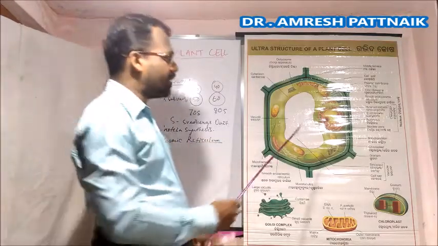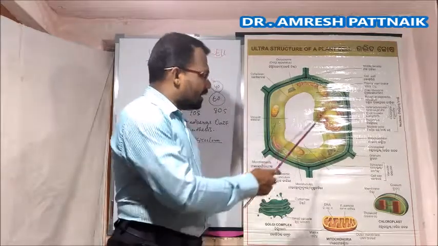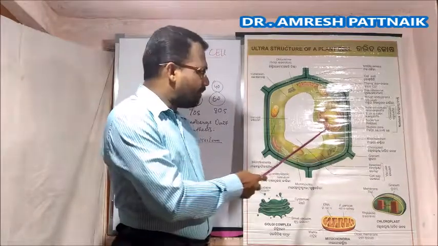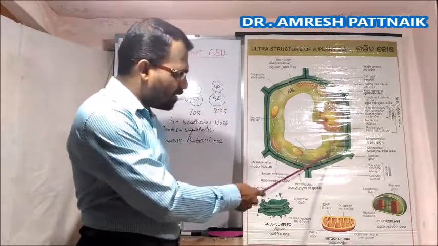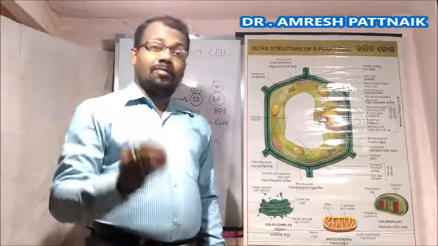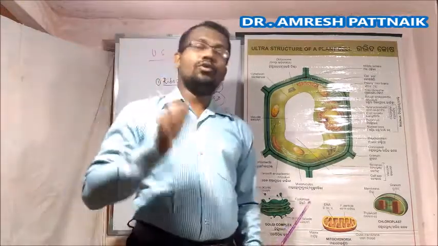Endoplasmic reticulum. You can see here and here. Where is its location? This is the nucleus, and from the nucleus it will start extending, and it will extend up to the cell wall or the cell membrane. This endoplasmic reticulum is actually of two types.